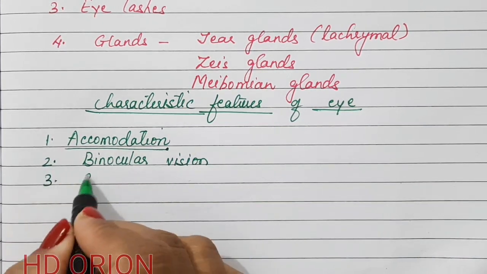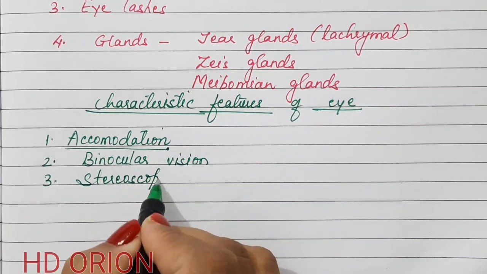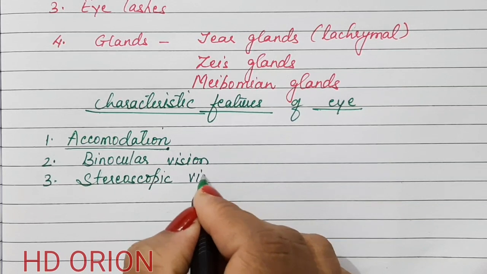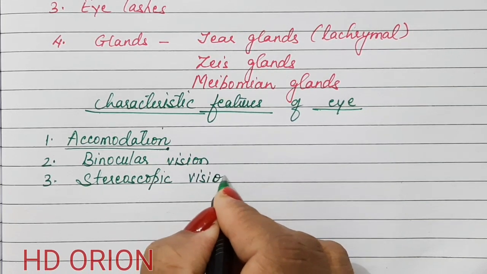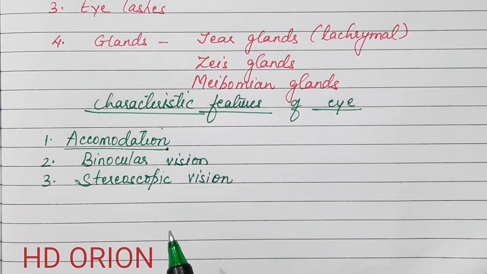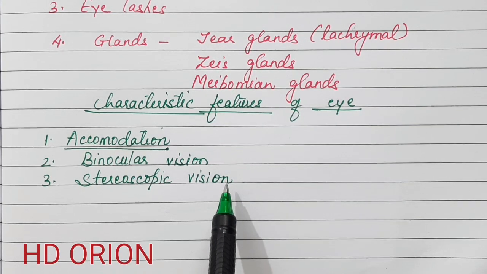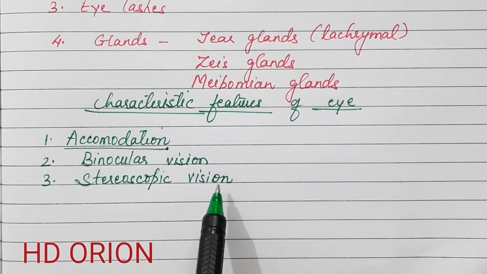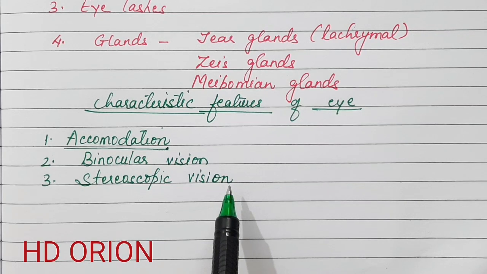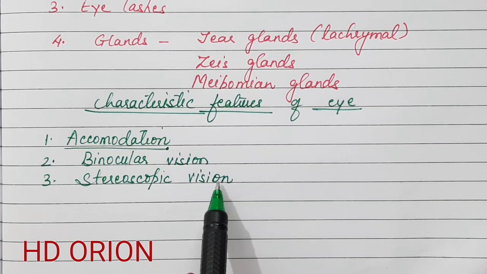The third one is stereoscopic vision. The stereoscopic vision helps us to form a three-dimensional image. It gives us the perception of depth also, as well as it helps us to see how far the object is. So it helps us to judge the distance and the depth accurately by giving a three-dimensional image of an object.